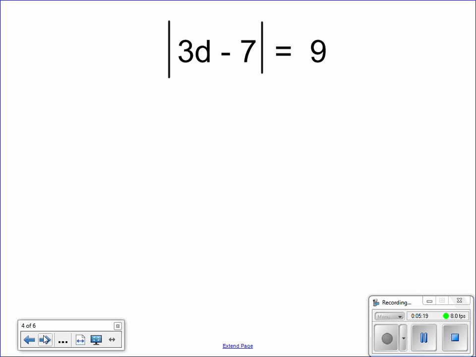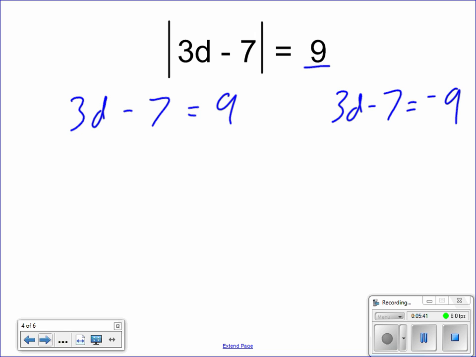Okay. Stepping it up just one notch, same exact thing. Take this, it's equal to one number, so I know together 3d minus 7 equals positive or negative 9. So I'm going to solve for both. 3d minus 7 equals 9. It doesn't matter which one you do first. 3d minus 7 equals negative 9. But I'm going to have two problems.